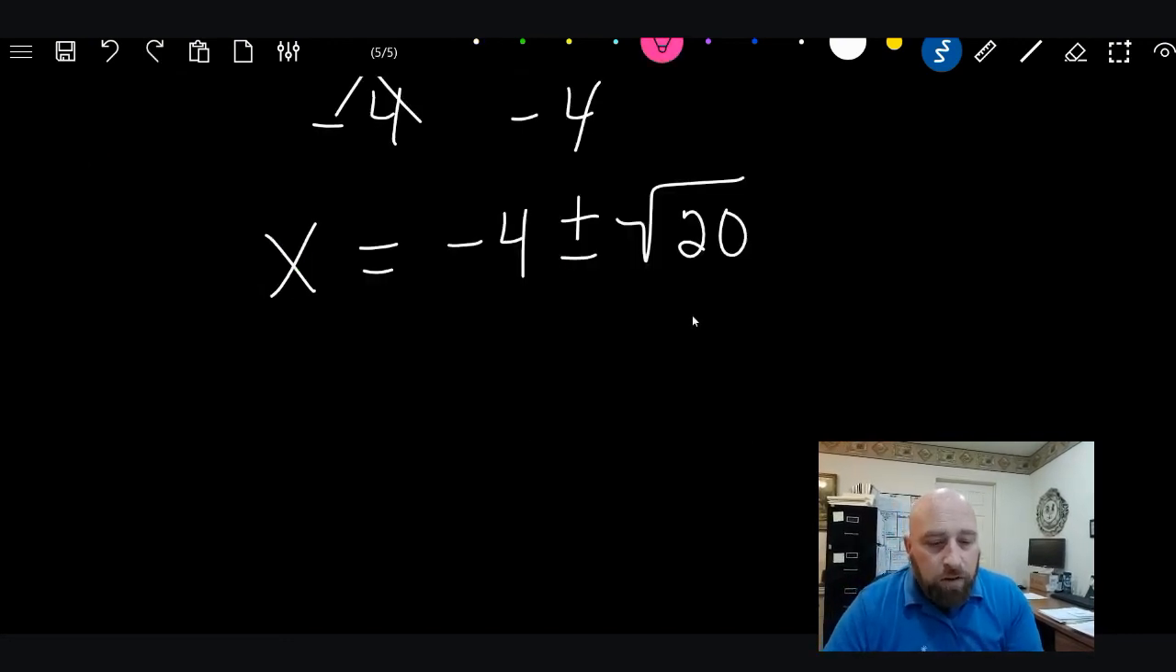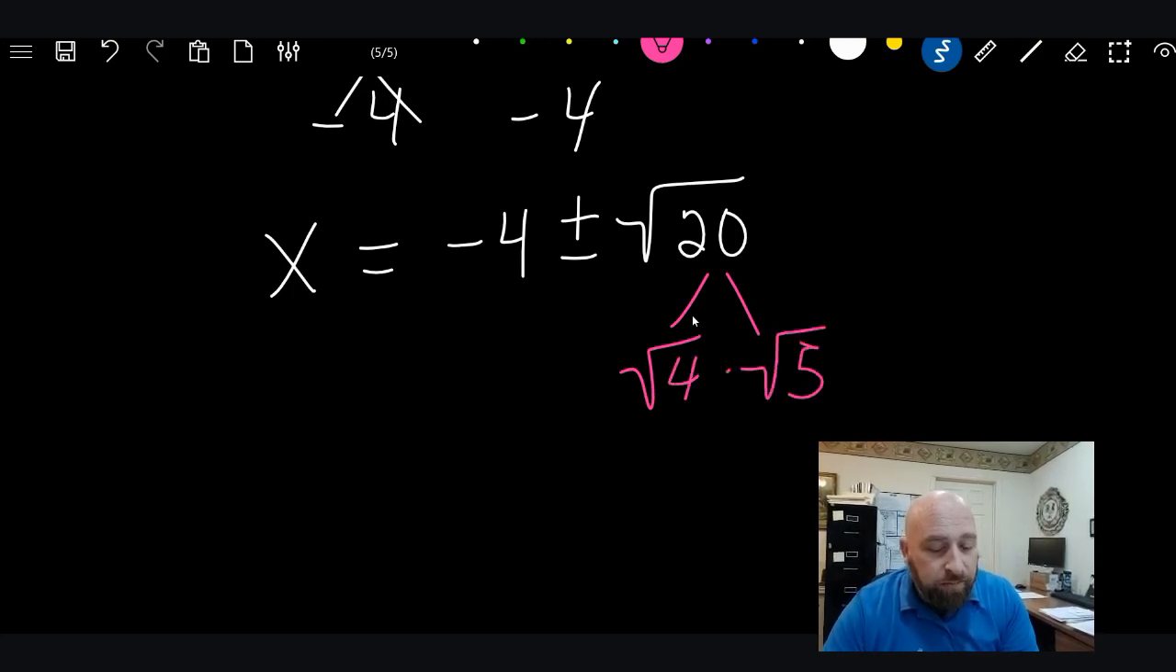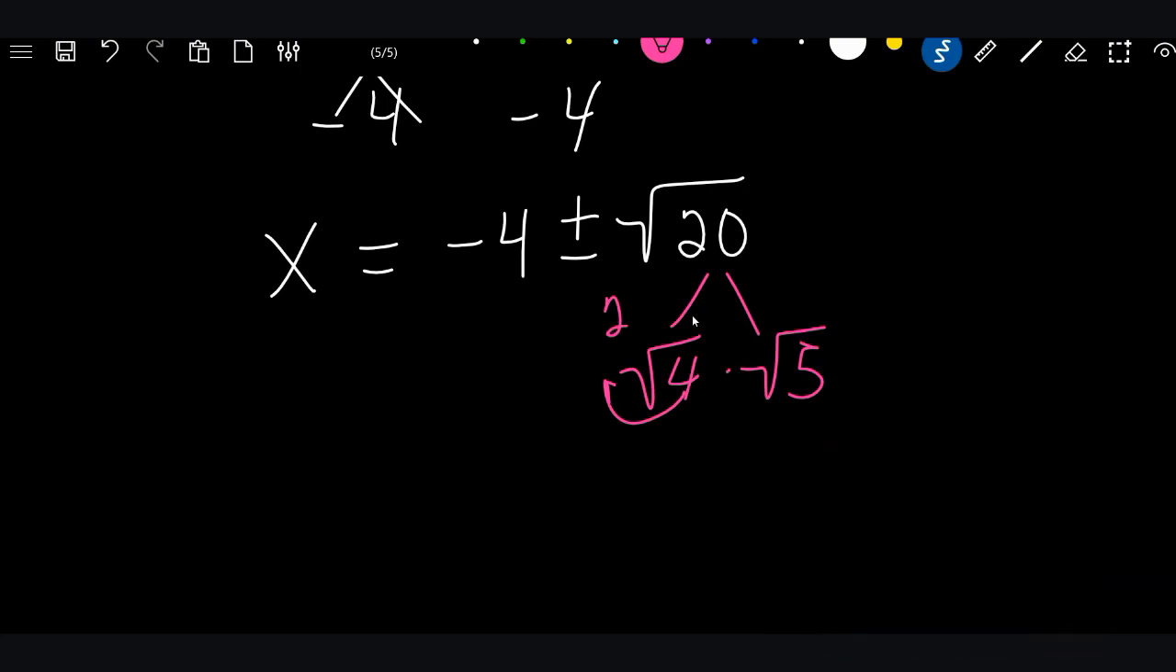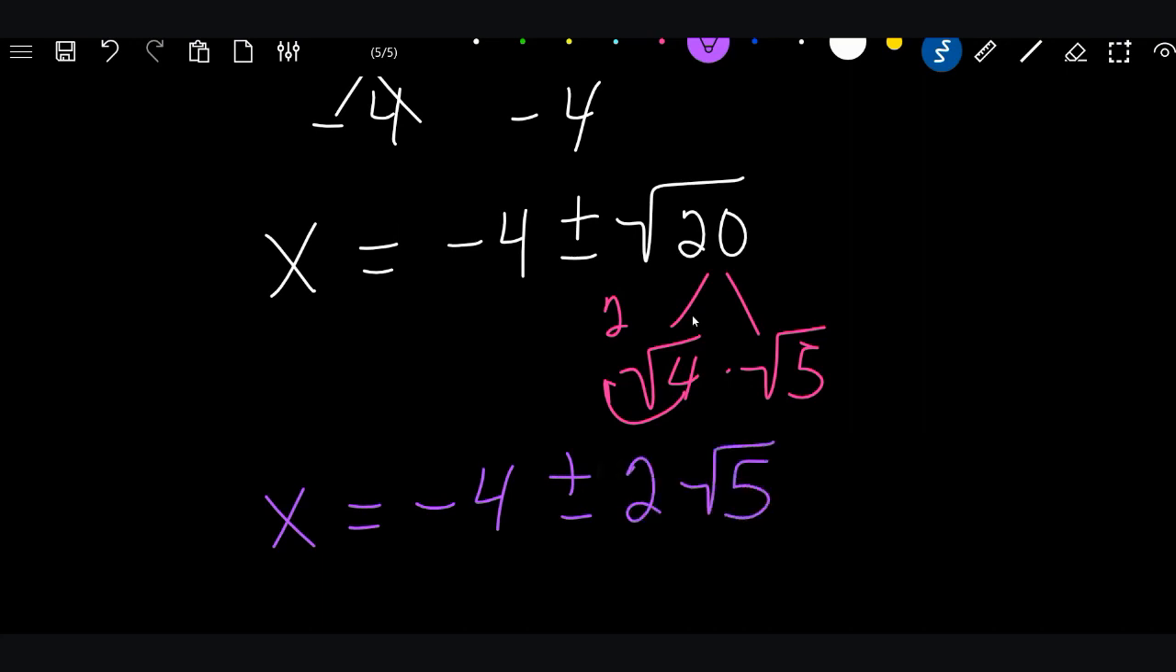Okay, so now what we want to do is simplify that square root of 20. And the way that we would do that, we've already done this, so you should know how to do this, but we're basically going to reduce it out to the square root of 4 and the square root of 5. What comes out of here is a 2. And so here's our answer. Our answer is x equals negative 4 plus minus 2 square root of 5.